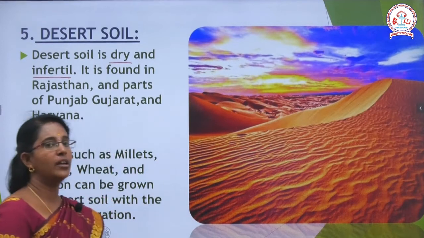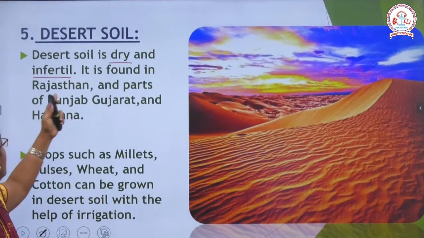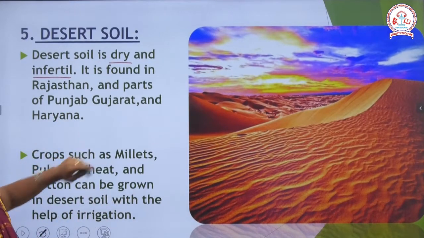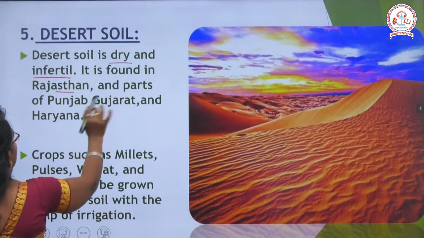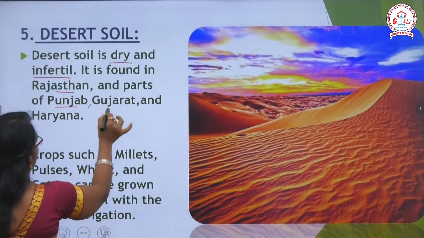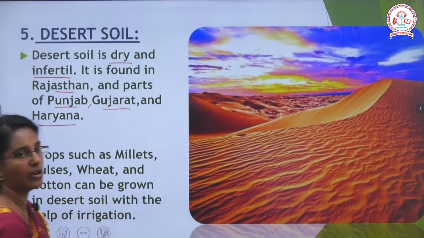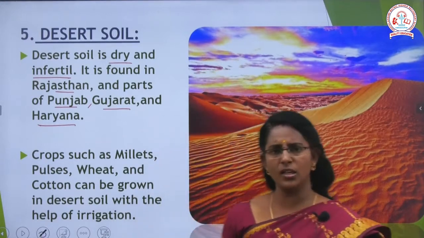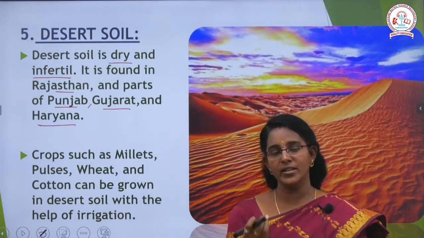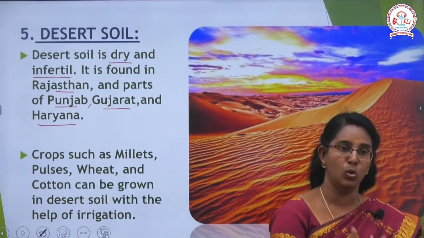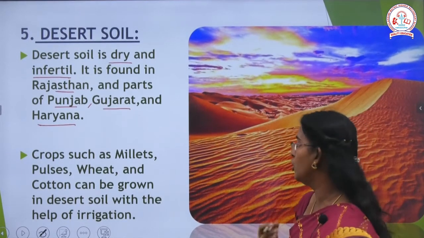Where will we see desert soil? It is found in Rajasthan and other parts of Punjab, Gujarat and Haryana. So these are the places we will see desert soil. Next, what crops will grow? God is very excellent; even in the desert some plants will grow. That is the speciality of God, we know.